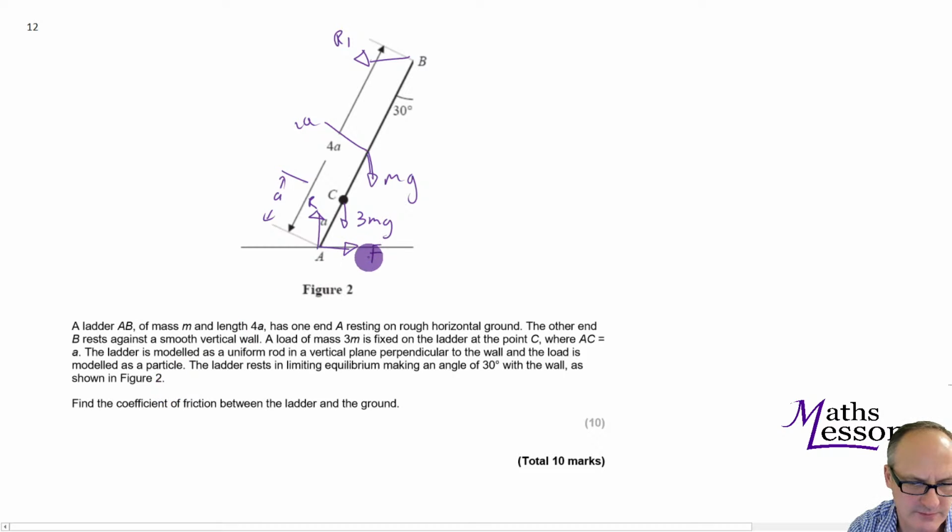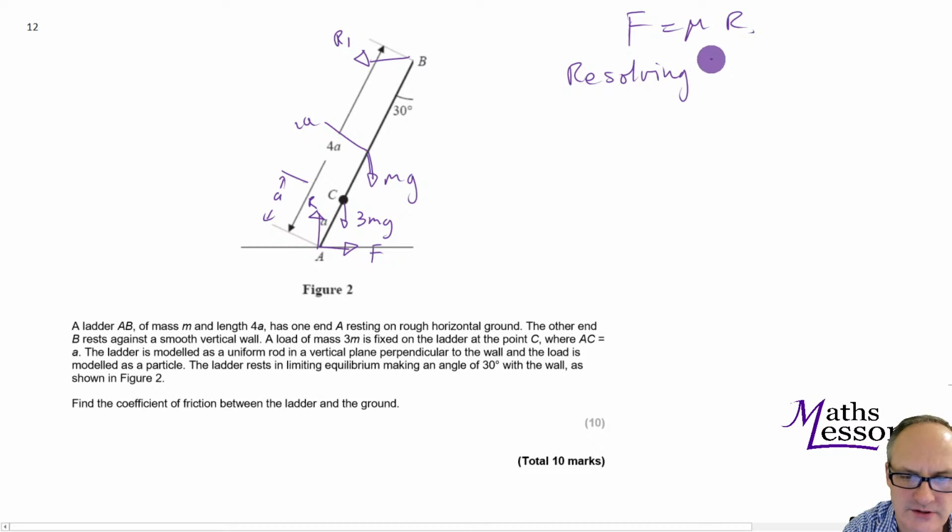So limiting equilibrium means we've got F equals mu R going on in this question. So, find the coefficient of friction between the ladder and the ground. Well, let's start off by resolving vertically. It's always a useful thing to do. And we'll see that R will equal 4mg.